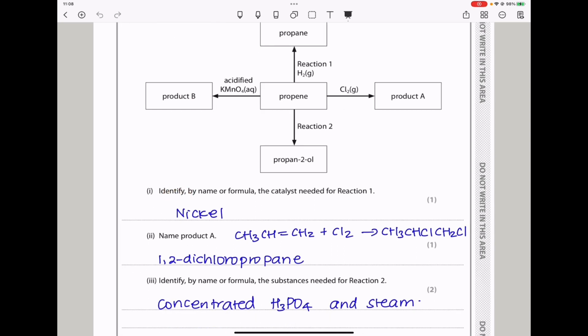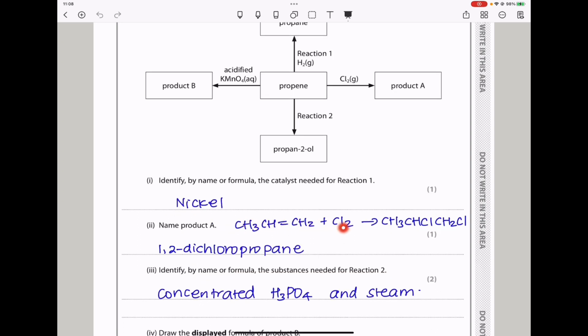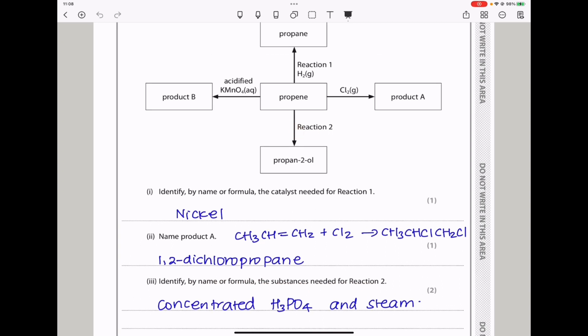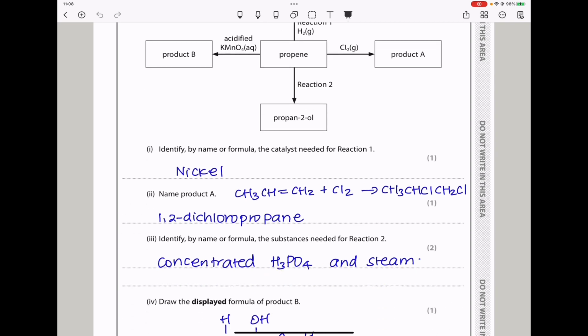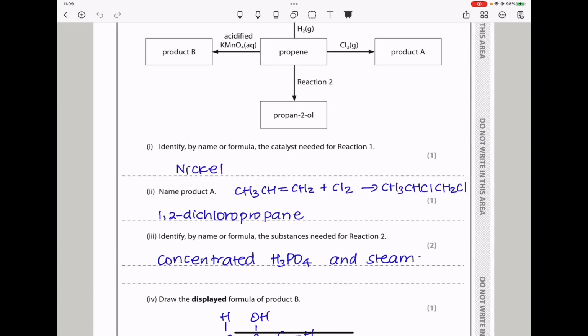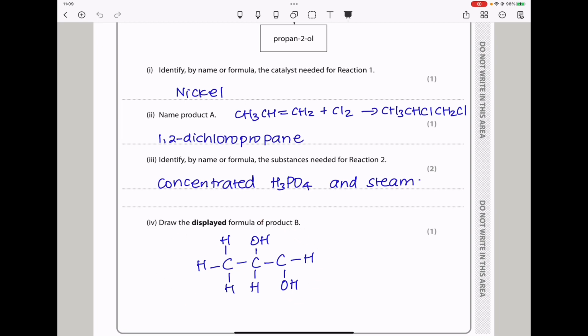Now in part 1, they say, identify by name or formula the catalyst needed in reaction 1. This is a hydrogenation reaction, we need nickel catalyst. And they say name product A. You can see propene reacting with chlorine. We form 1,2-dichloropropane. Next they say identify by name or formula the substance needed for reaction 2. Reaction 2, we need steam and phosphoric acid, so that is the answer. Then the displayed formula of product B, which is a diol, the double bond is going to break and OH groups are going to be attached on either side, creating product B.